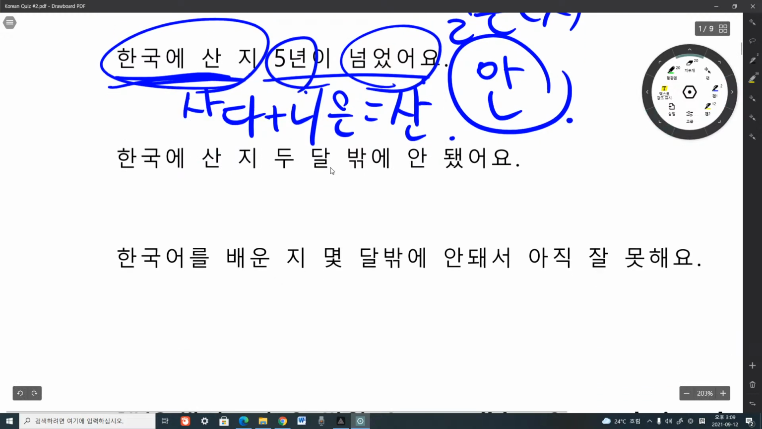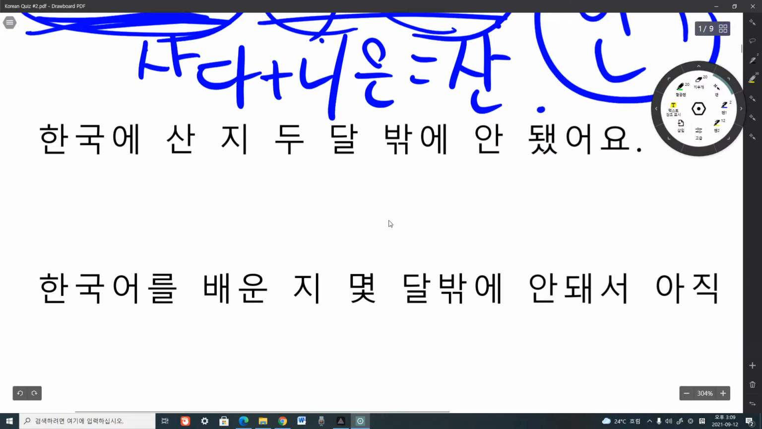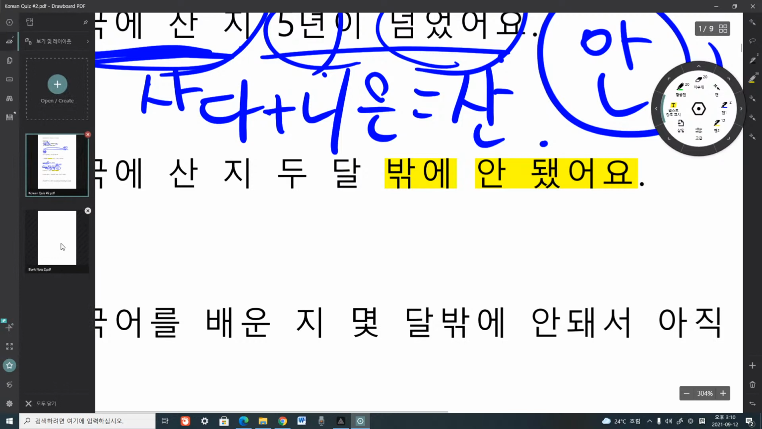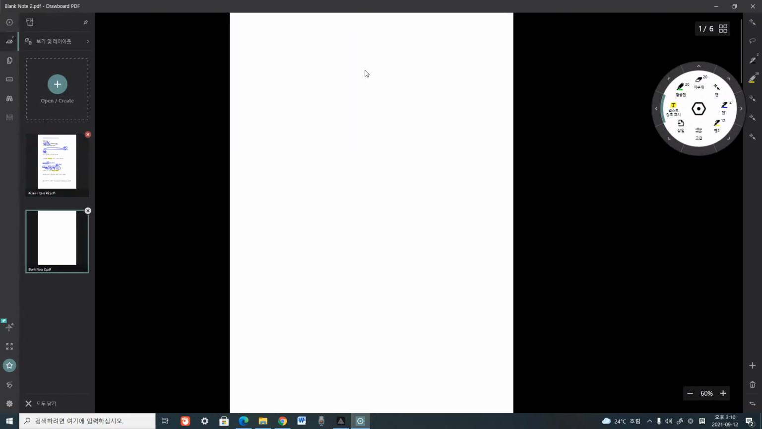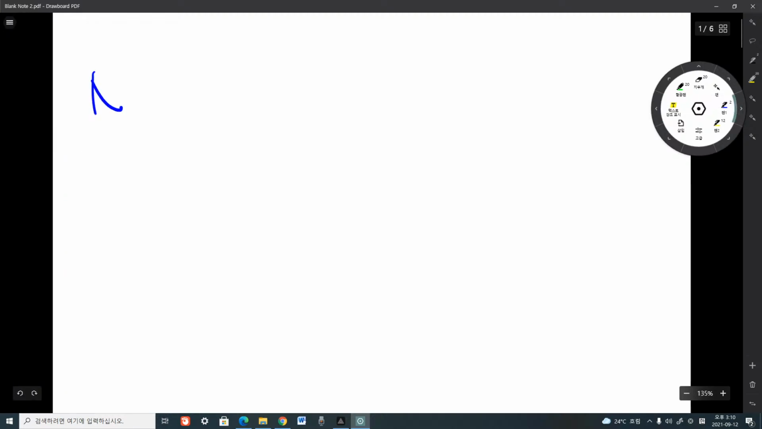그 다음에 this one gets a little more tricky, guys. A little more tricky. But if you are advanced enough, then you already know this grammar. 한국에 산지 2달밖에 안 됐어요. 여러분, 밖에 안 되다, 혹시 알아요? 밖에 안 되다.